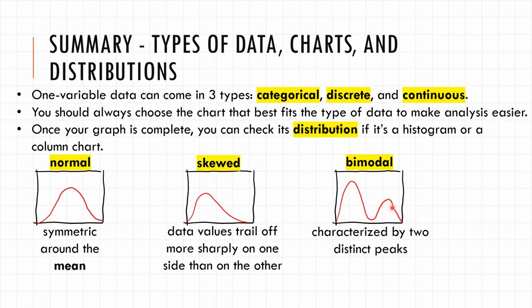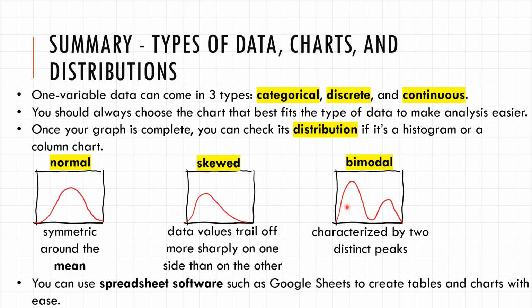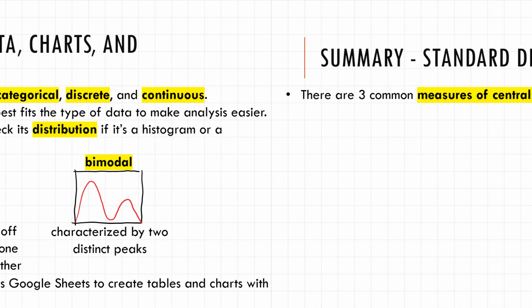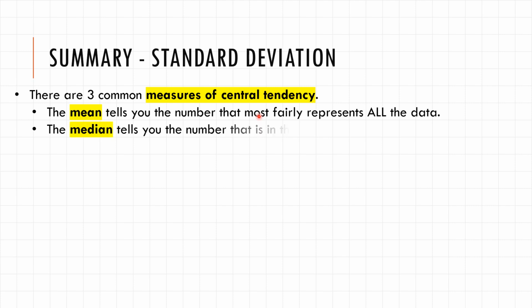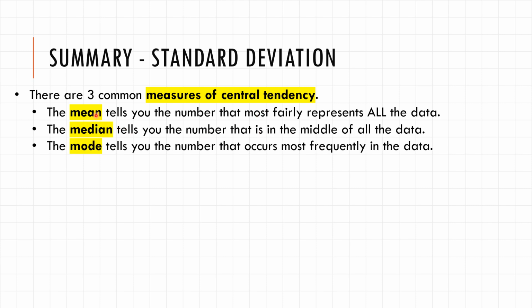We also learned in this lesson that we can use spreadsheet software like Google Sheets or Microsoft Excel to create tables and charts really easily. We then learned about standard deviation. We learned that there are three different ways to measure central tendency: mean, median, and mode, and exactly what is the best situation to use each of these three things.